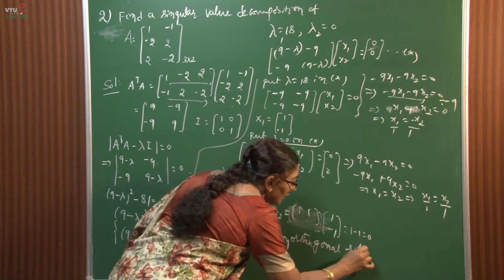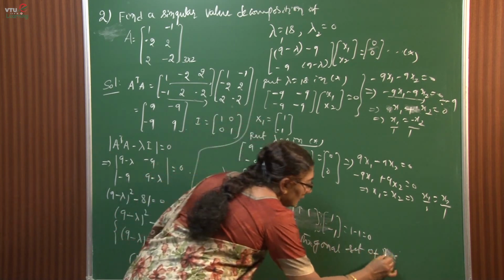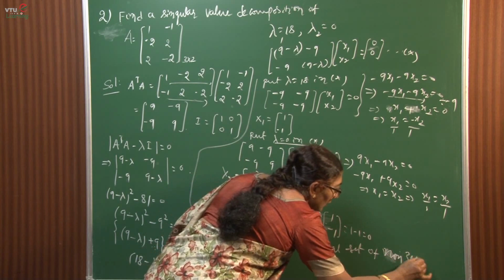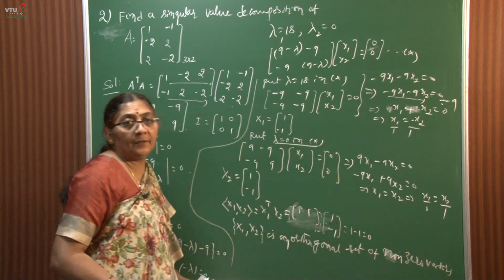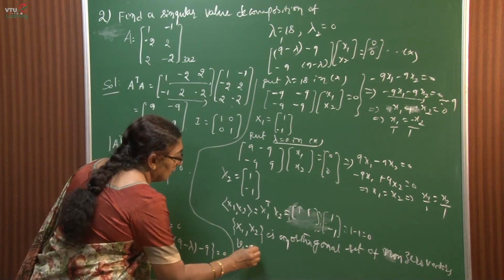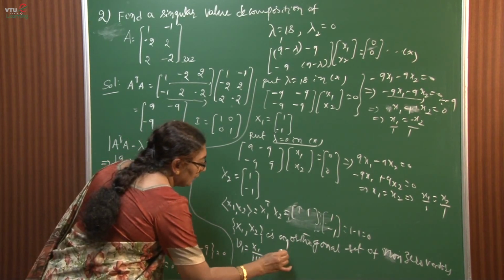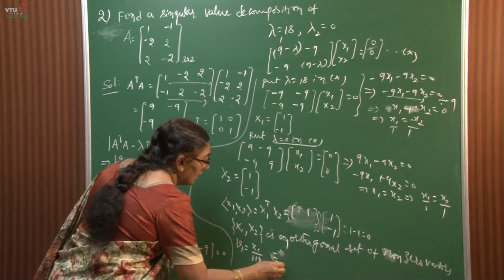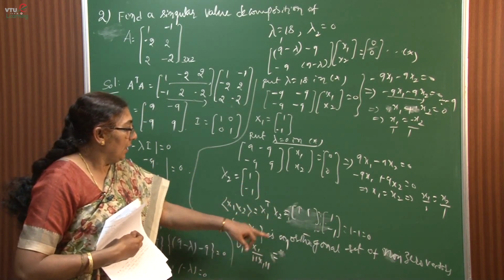set of non-zero vectors. Therefore, this forms an orthogonal basis, but we need it normalized. Therefore, what is B1? x1 divided by norm of x1, x2 divided by norm of x2. What is the norm of x1? That's very easy, I am doing it orally.